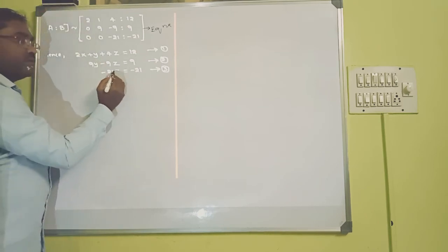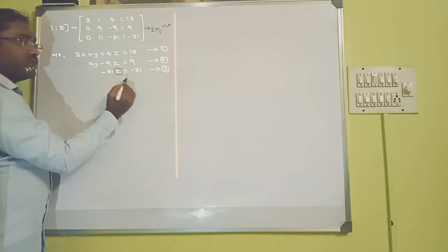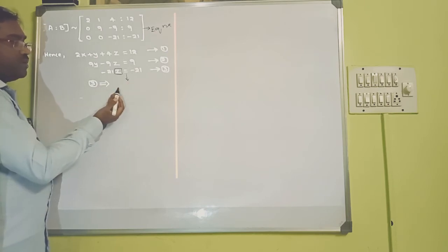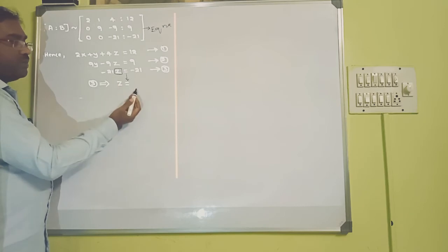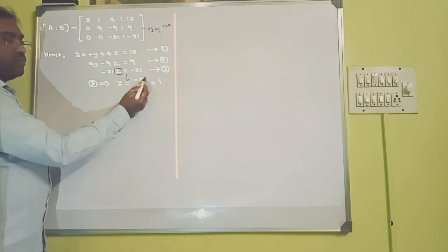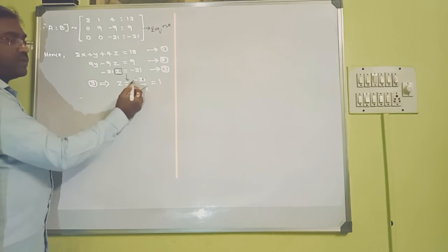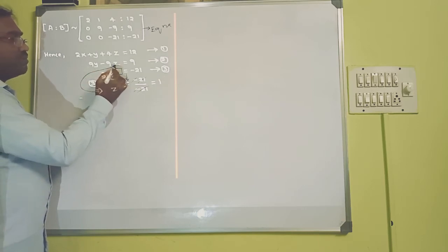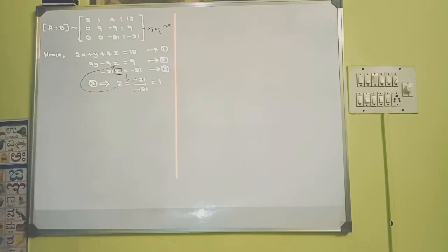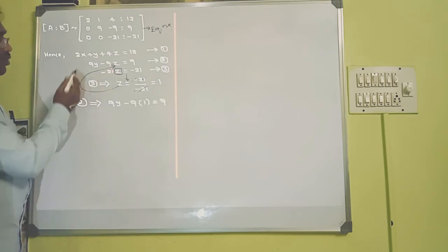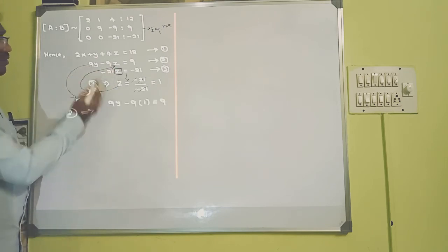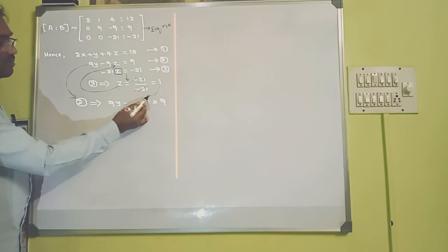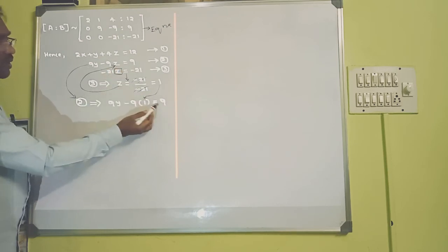Now what is the next step? We get the value of z from this equation. What is z is equal to? Equation 3 implies z is equal to minus 21 by minus 21. It will get cancelled. We will get 1. Minus minus will get cancelled. We get 1. Now let us substitute the value of z, which is equal to 1, in equation 2 in the place of z. Now equation number 2 implies 9y minus 9 into z, that is 9 into value of z is 1, is equal to 9.